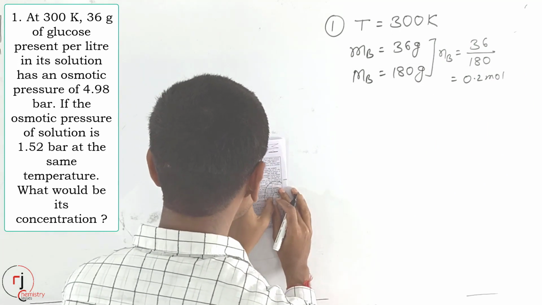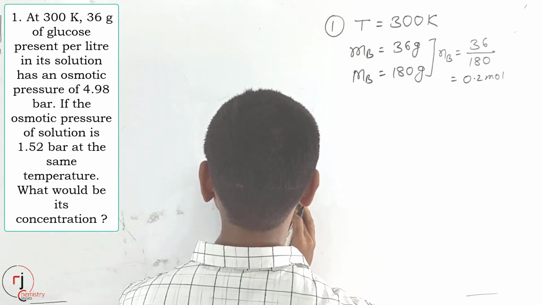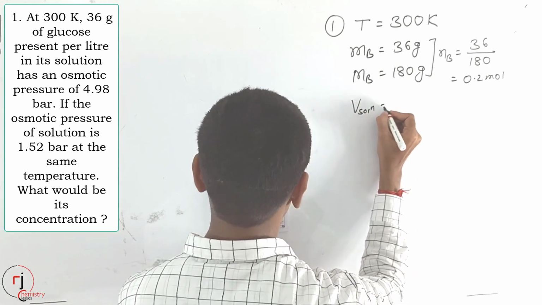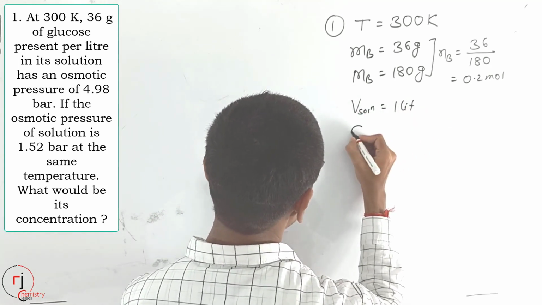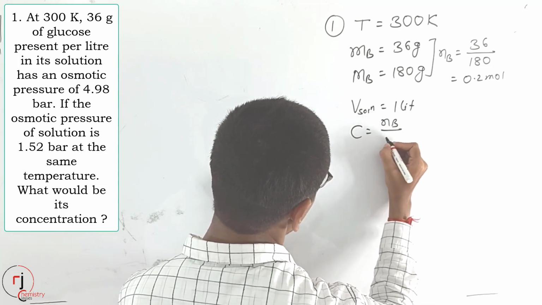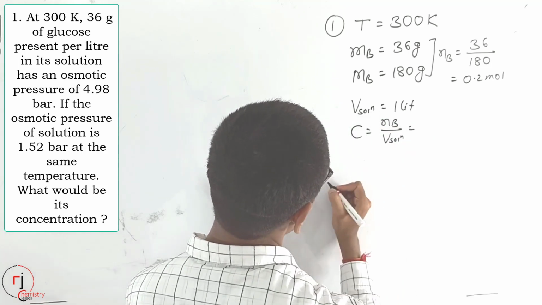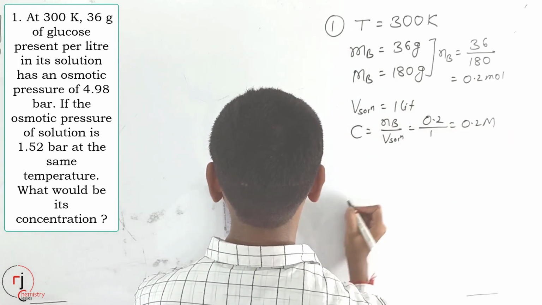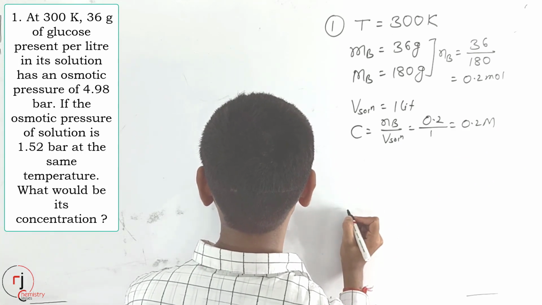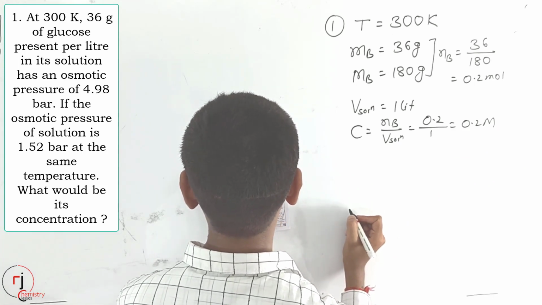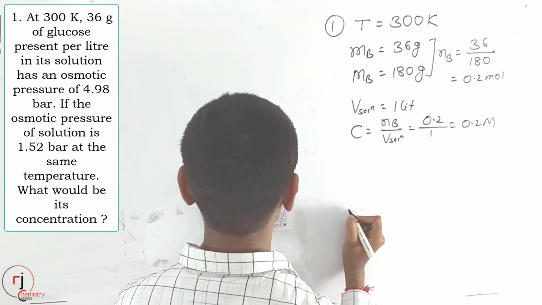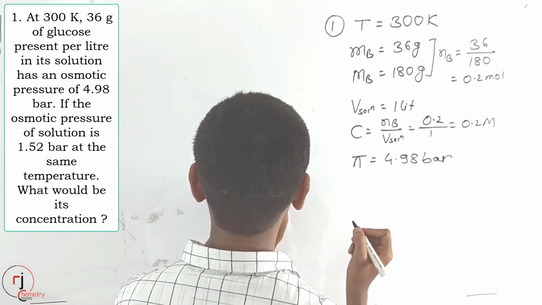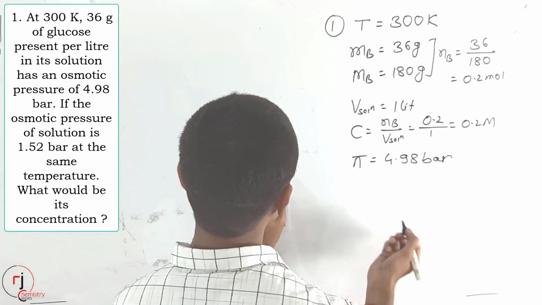Okay student, the next term given in the question is that 36 gram of glucose per liter of solution means what? Volume of solution is 1 liter. So the concentration of solution is number of moles divided by volume of solution. What will be the number of moles of solute? That is 0.2 divided by 1, means 0.2 m. Okay student, and it is also given that its osmotic pressure is 4.98 bar. If the osmotic pressure of the solution is 1.52 bar at the same temperature, what will be its concentration?